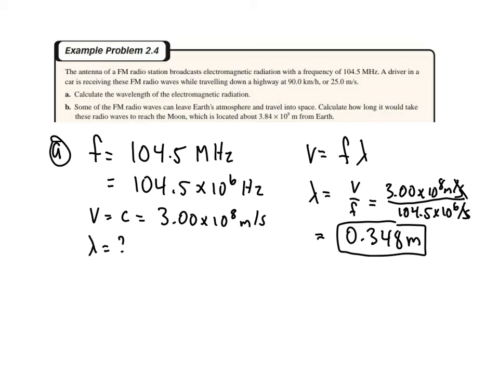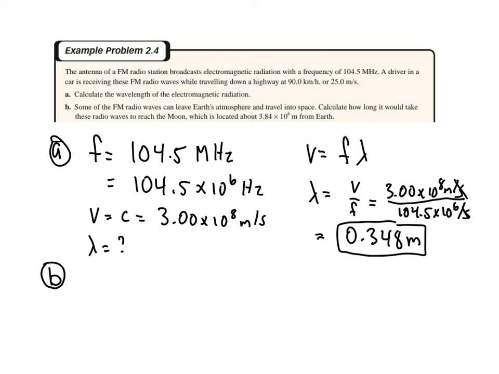In B, I like B. B is an interesting one because it maybe gives us a little bit more of a sense as to how vast our universe is. And I'll show you what I mean by that at the end of this question. So some of the FM radio waves can leave Earth's atmosphere and travel into space. Calculate how long it would take these radio waves to reach the moon, which is located about 3.84 times 10 to the 8 meters from Earth.